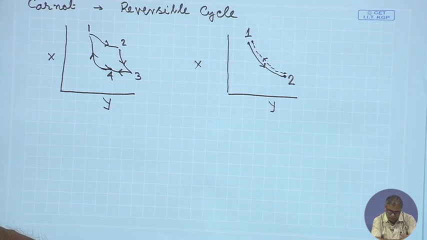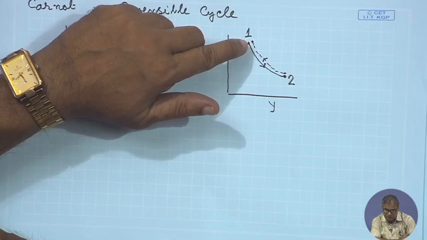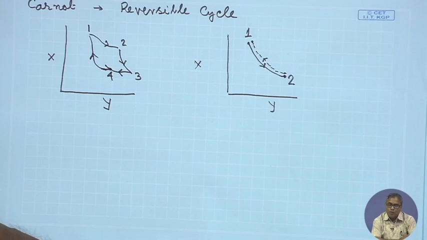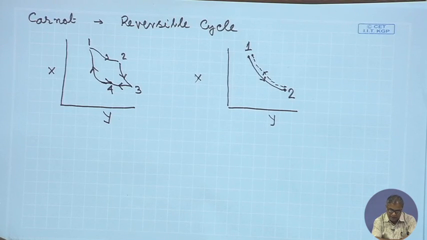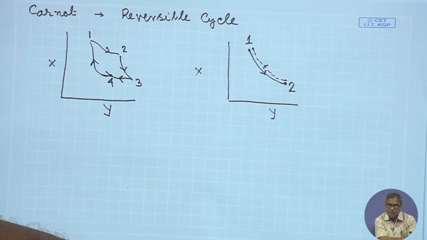And if I do so, obviously, initially whatever was the system property, I have come back to 1. So, system property will be the same. But what about the environment? Whether the changes I have made in the environment for the process 1 to 2, if those changes are reversed back, no effect of those changes are remaining after we complete the reverse process, that means process 2 to 1, then only we will call the process 1 to 2 is a reversible process.